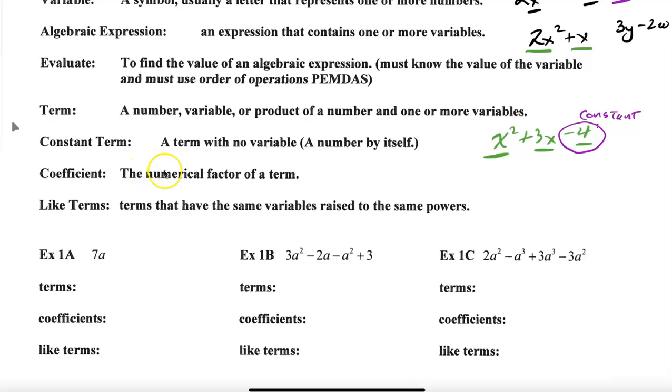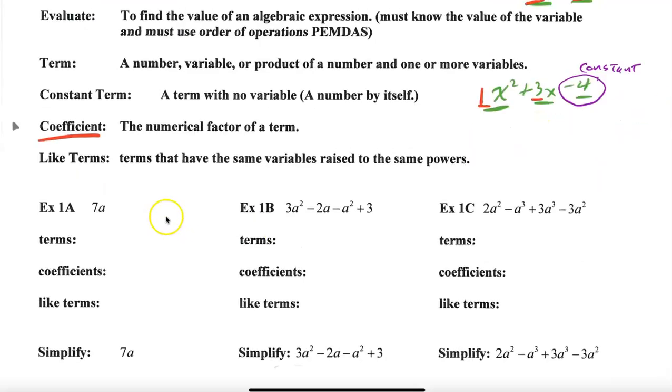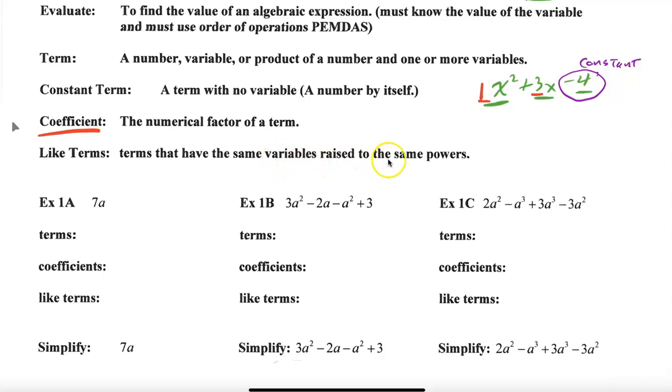Coefficient, the numerical factor of a term. So coefficient is generally the number in front. So like my coefficient would be the 3 here. If I'm talking about coefficient, it's the value in front of it. So the 3 here. If you don't have one, it's a 1. So the 2 here, the 1 here, the 3 there, the 2 there. Those are the coefficients. And then like terms are terms that have the same variables raised to the same power.